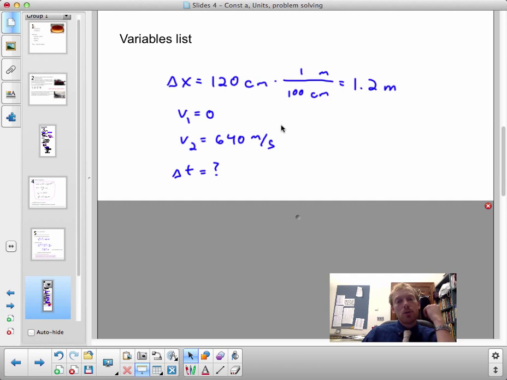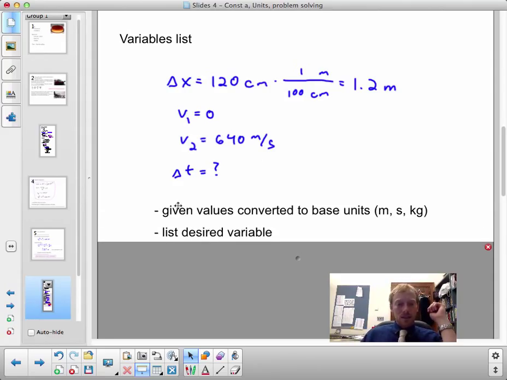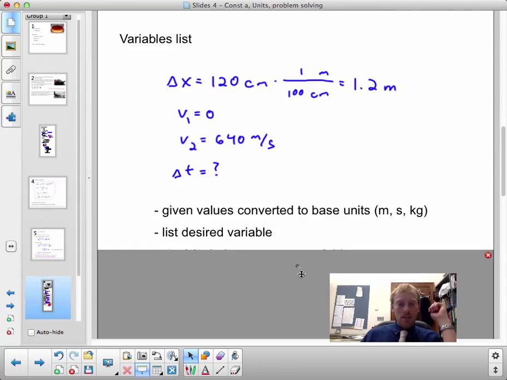The initial velocity of the bullet is 0. The final velocity when it exits the barrel is 640 meters per second. And the question is asking, how much time did the bullet spend in the barrel? What is delta t equal to? I told you these problems would give you 3 variables and ask for a 4th. So the next thing that we have to do, given values converted to base units, list the desired variable.